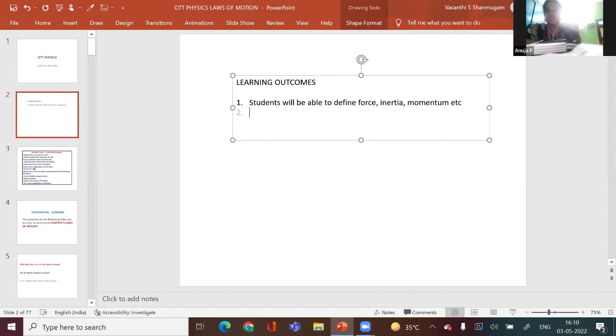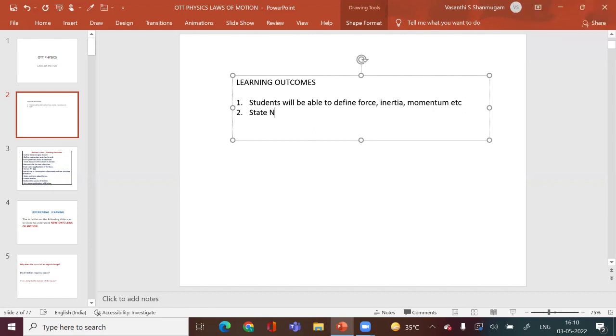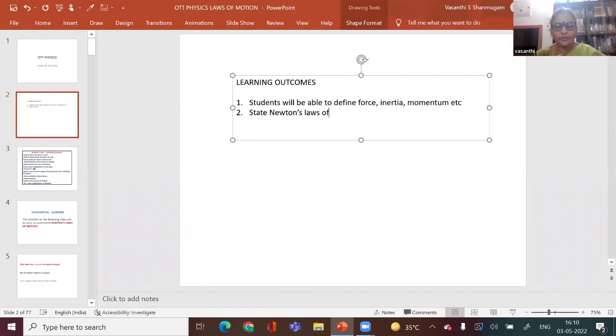Laws of motion. So, state Newton's laws of motion. They'll be able to state Newton's laws of motion after properly understanding the significance of the laws of motion, isn't it? Then what else? What are the other learning outcomes?